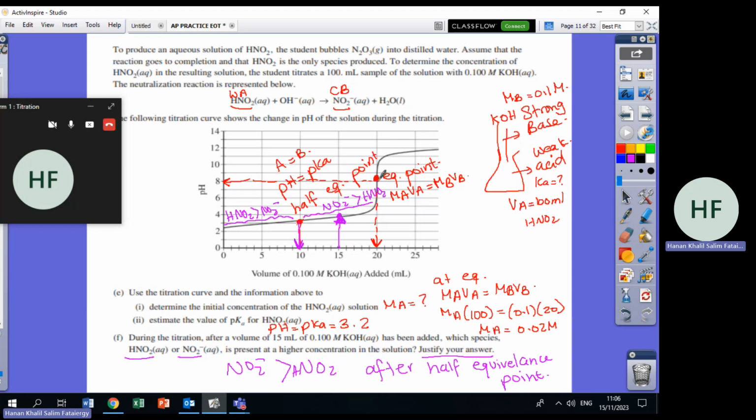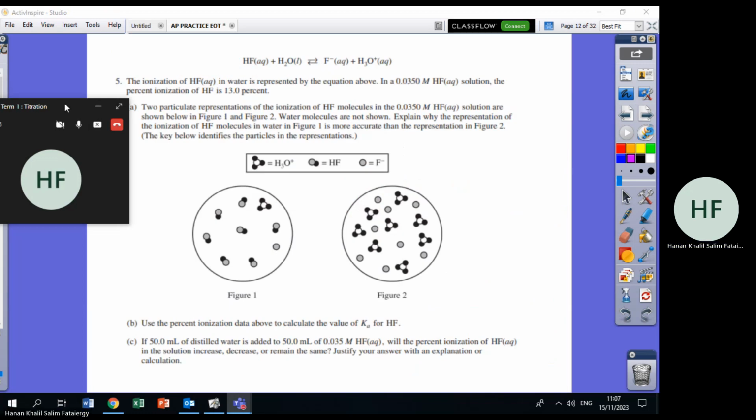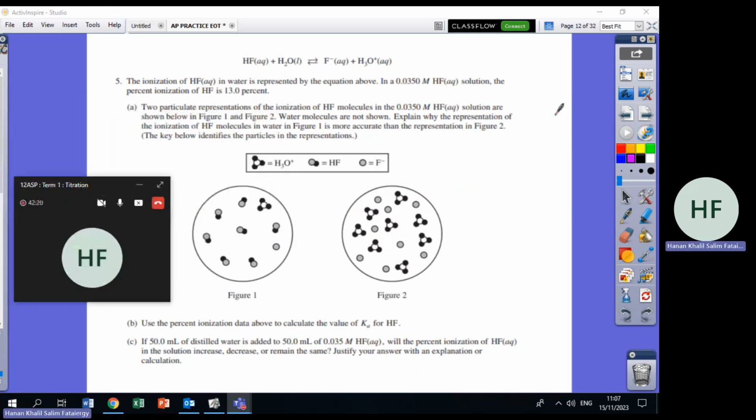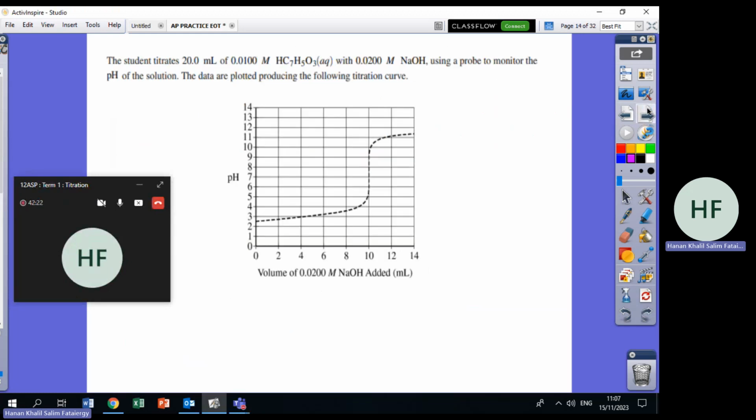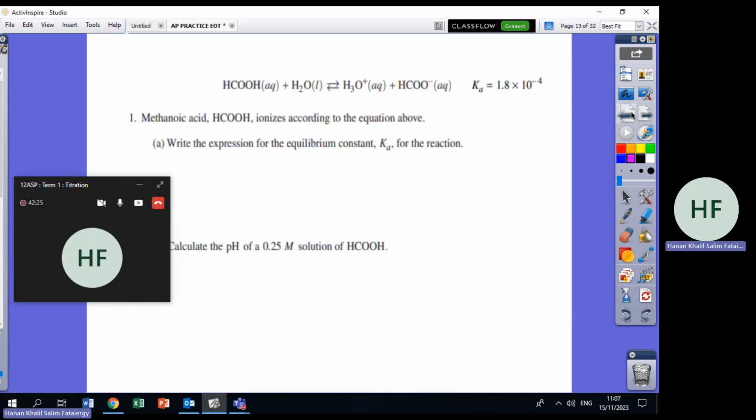Okay, so let's remember: at the equivalence point MAVA equals MBVB, and at the half equivalence point pH equals pKa. Before this point the acid is greater than the conjugate base, and after this point the base is greater than the acid. Next, I suggest you pause the video and solve the questions by yourselves, then check your answers with me. I know this video will be long, but I'm trying to solve as many questions as I can. Okay, I will be faster now.